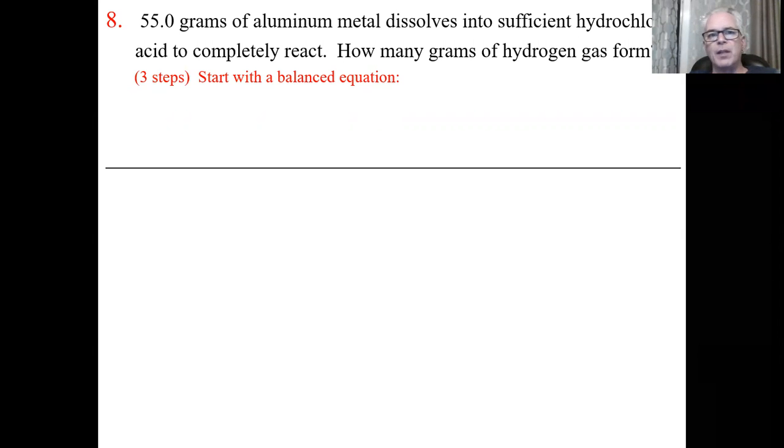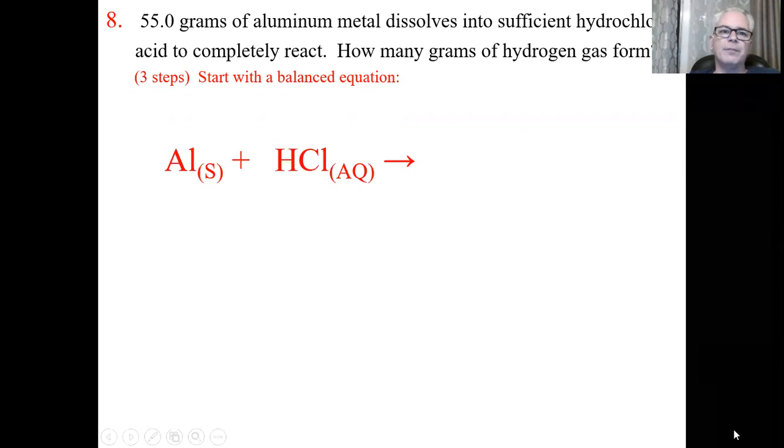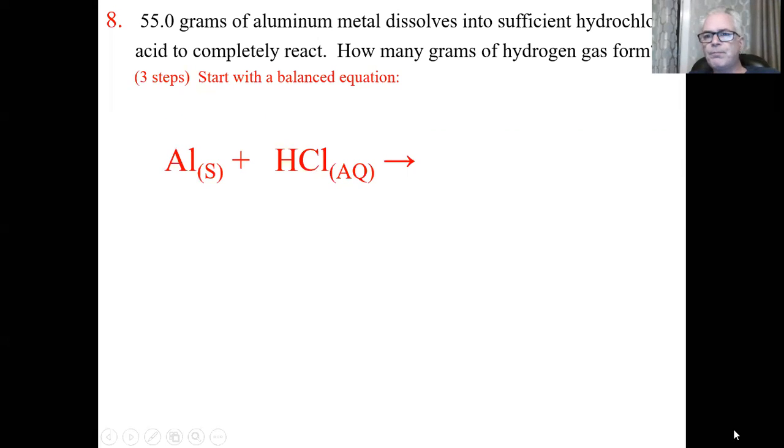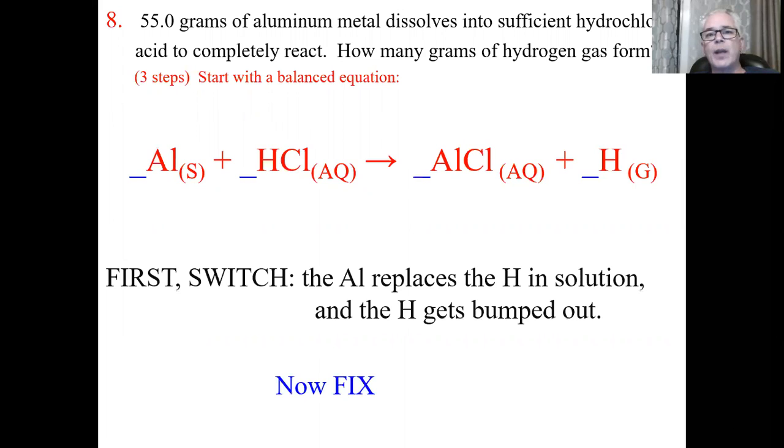So let's write the formulas. Aluminum goes into hydrochloric acid. To start, aluminum's a metal. Hydrochloric acid, HCl, is aqueous. Quick check on table J shows us that aluminum and hydrogen are both on the left. Aluminum is a metal. Hydrogen acts like a metal in these kinds of reactions. It's going to form cations. It is a cation here. But aluminum is higher. Aluminum will replace the hydrogen in solution. So we're going to do a quick switch. The aluminum jumps into solution with the chlorine, and the hydrogen pops out.